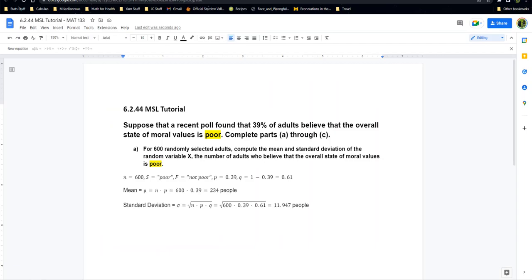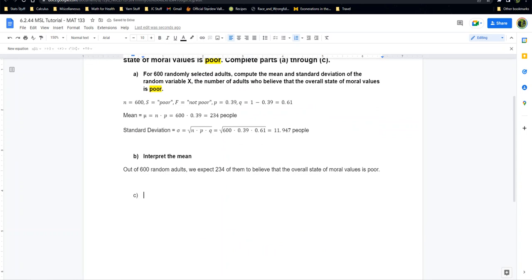I can't guarantee they'll write it exactly like that, but I can approximate what they're going to write here. So interpret the mean. So that would be saying out of 600 random adults, we expect, and that's the key, we expect 234 of them to believe that the overall state of moral values is poor, right? So you expect this many successes. All right, so that's good. Done with that bit.